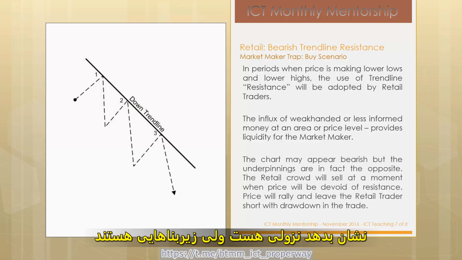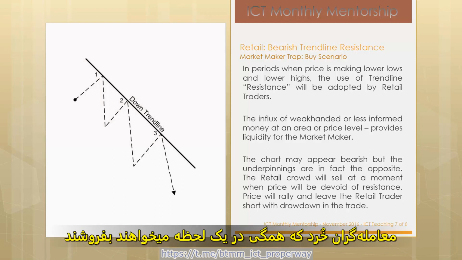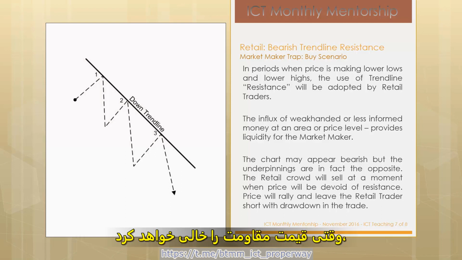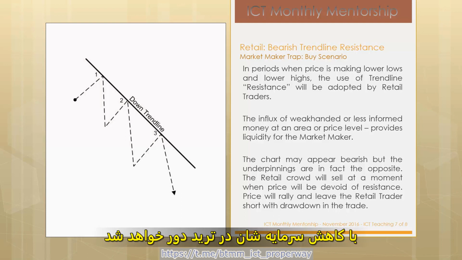The chart may appear bearish, but the underpinnings are in fact the opposite. The retail crowd will sell at a moment when the price will be devoid of resistance. Price will rally and leave the retail trader short with drawdown in the trade.